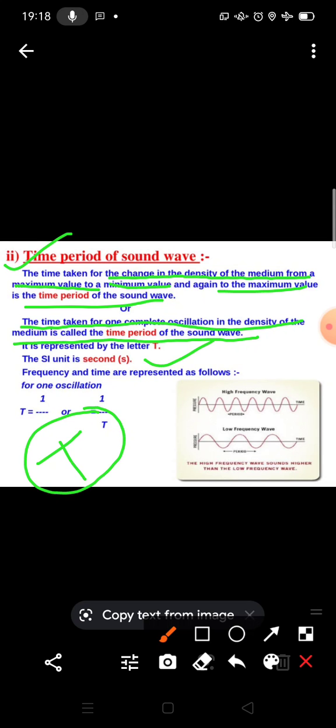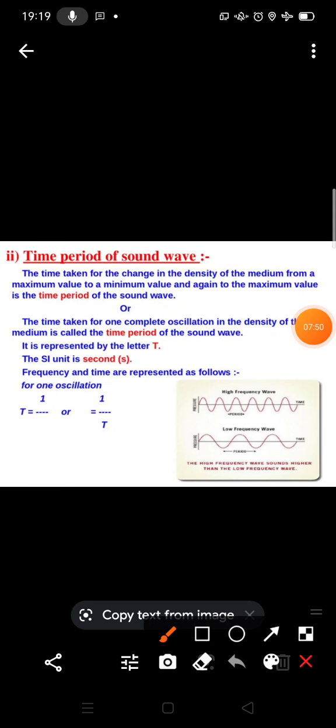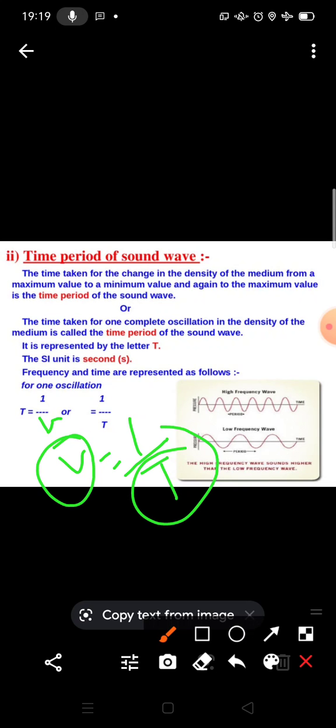Students, listen carefully. Always the frequency and the time period are the reciprocal of each other. So frequency and time period are related as v is equal to 1 upon T. Okay, you can say this, T is equal to 1 upon v or v is equal to 1 upon T. This is the frequency, this is the time.